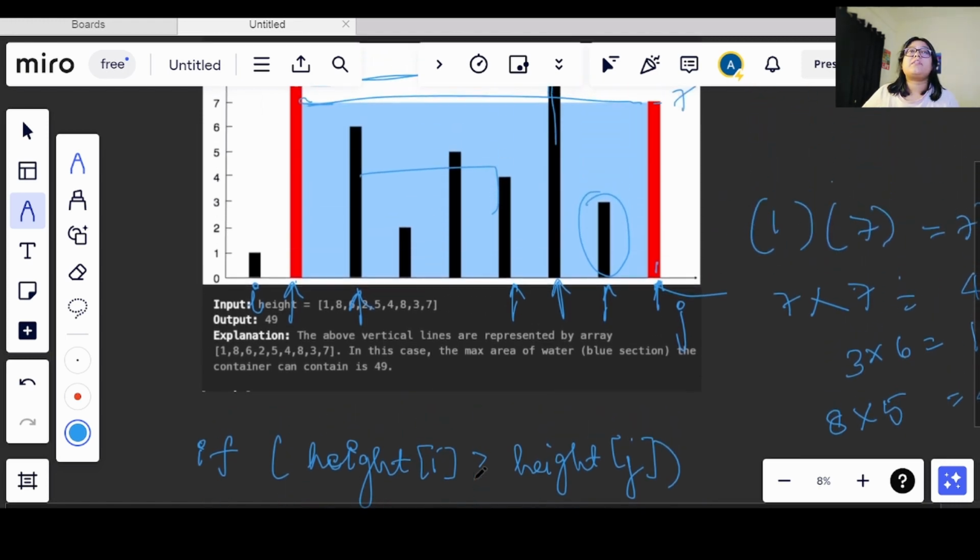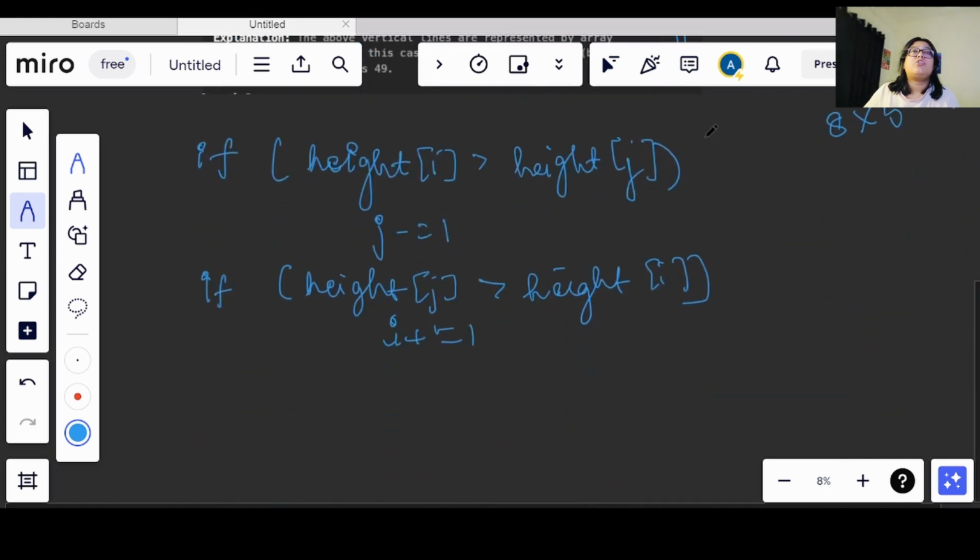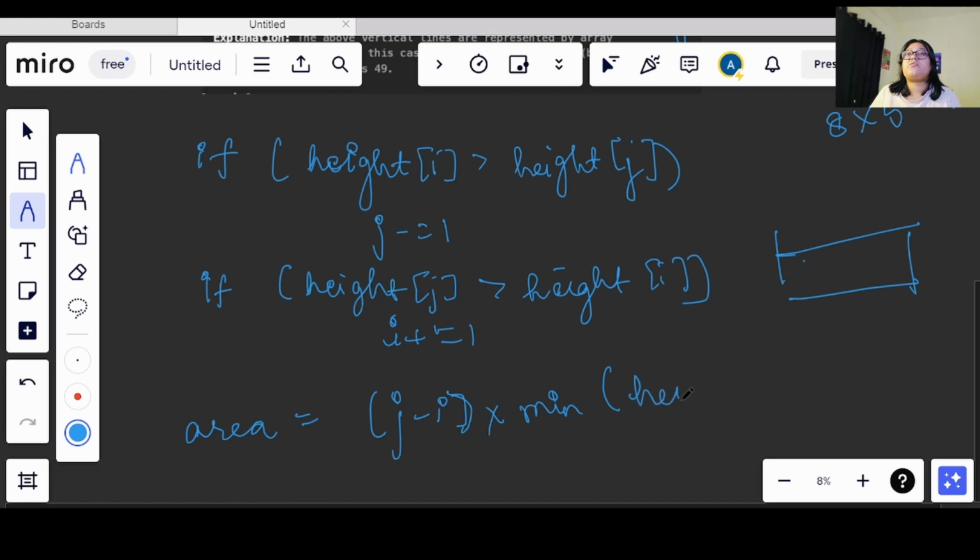Now we have this, and before that what we are doing, in order to get the area, we are taking the minimum of both, right? So for area, first we are doing j minus i, right? We are taking the length, and for height, or we can say if this is the length, this is the breadth, right? So for that, we are taking minimum of height of i and j. So let's do that.